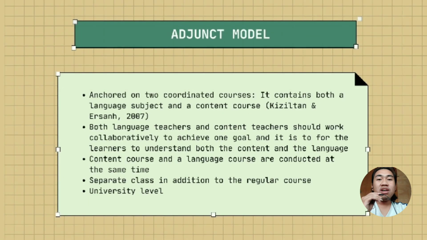The last model is the adjunct model. The adjunct model in CBI is anchored in two coordinated courses. It contains both a language subject and a content course. In the context of oral teaching, both language teachers and content teachers should work collaboratively to achieve one goal, and it is for the learners to understand both the content and the language. Language teachers are also expected to come up with various teaching techniques for new words and expressions. In the adjunct model, a content course and a language course are conducted at the same time. Most of the time, language students take a separate class in addition to the regular course. This model is mostly present at university level.